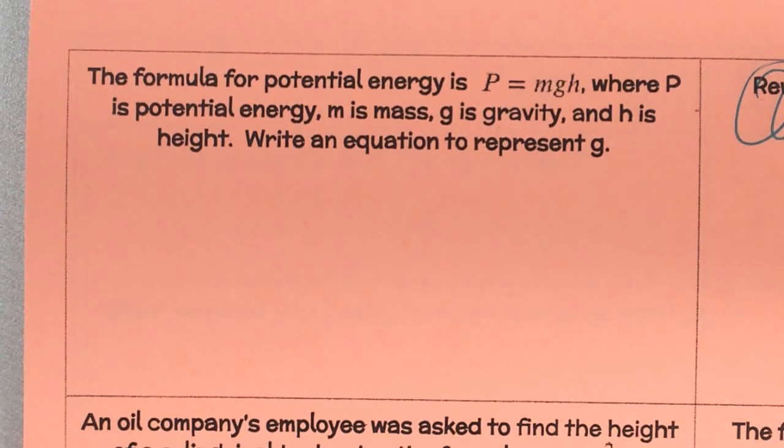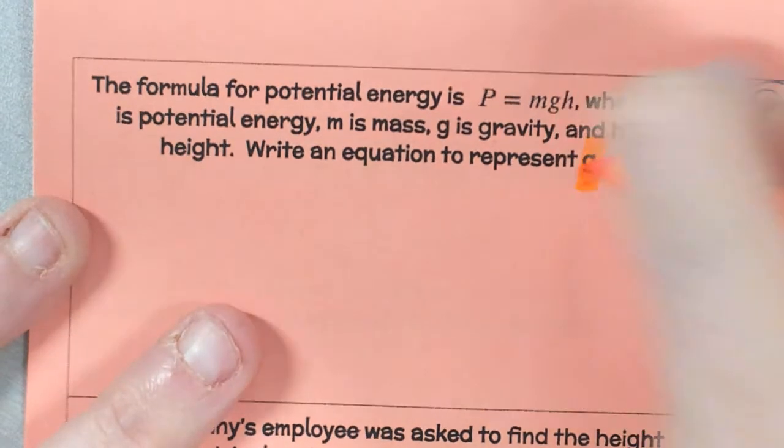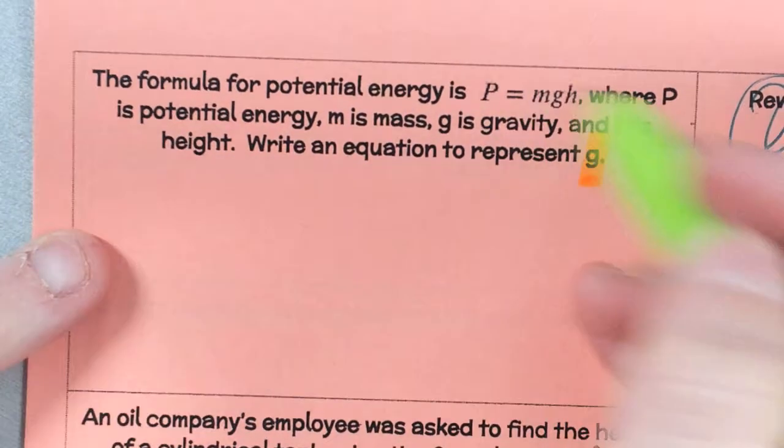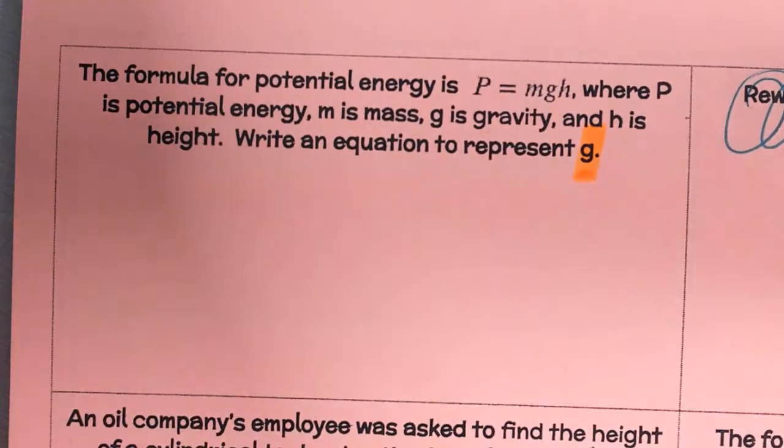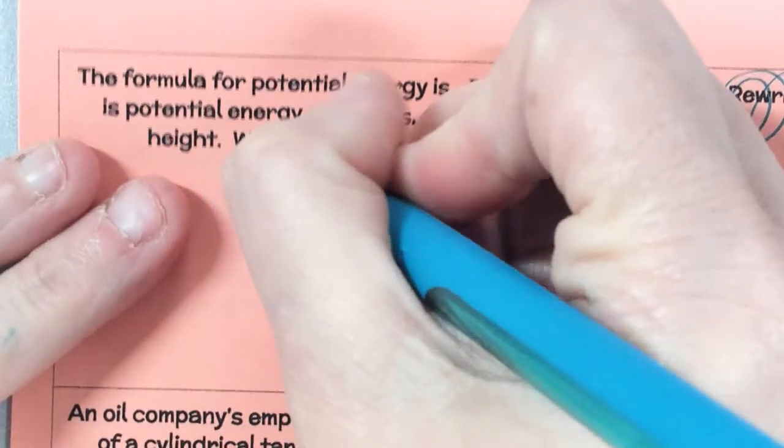This says the formula for potential energy is P equals mgh, where P is potential energy, m is mass, g is gravity, and h is height. Write an equation to represent g. What is the only thing I care about? G. Right, that's all I care about is g. I want this to go from that into g. So I'm going to rewrite the equation. Why am I going to rewrite it?